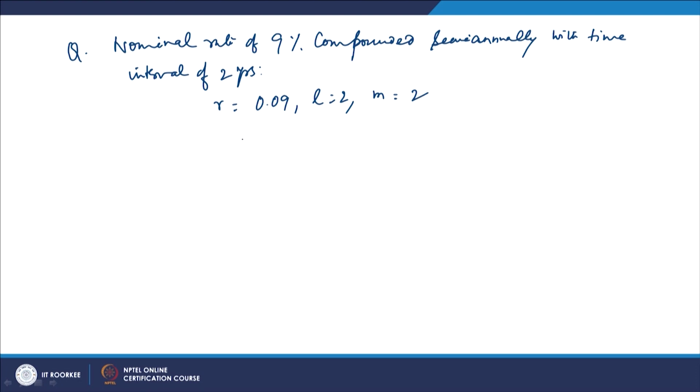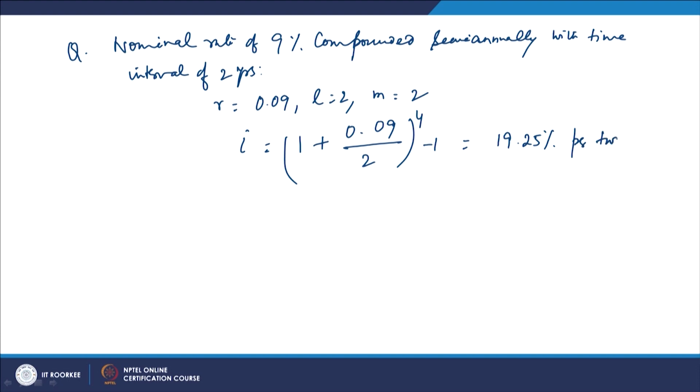So, effective interest rate will be 1 plus 0.09 divided by M, so 2, and then L into M will be 4, and minus 1. So, it will be 19.25 percent. So, basically for the 2 years it will be 19.25 percent. That is how you are getting this. So, this is for 2 years.